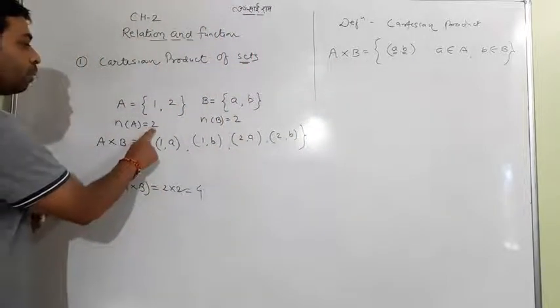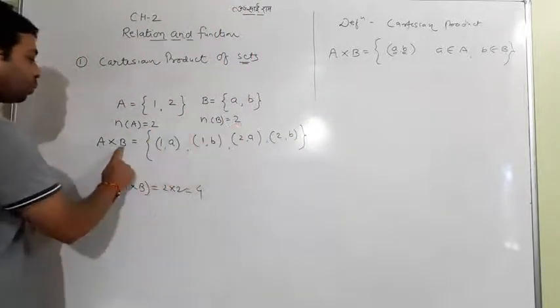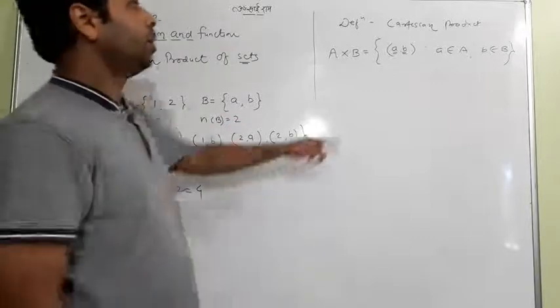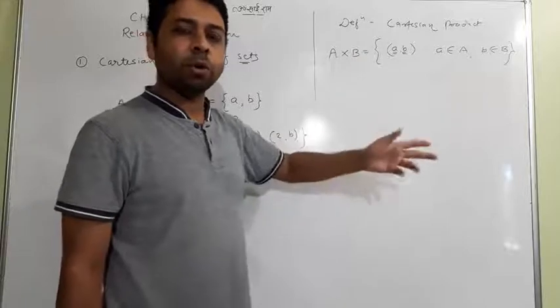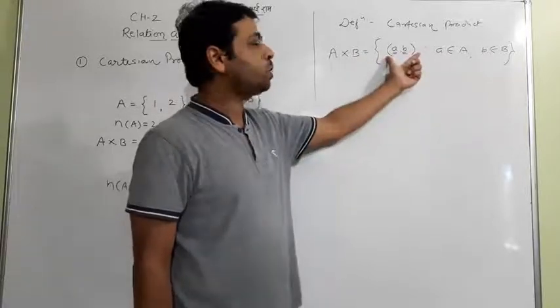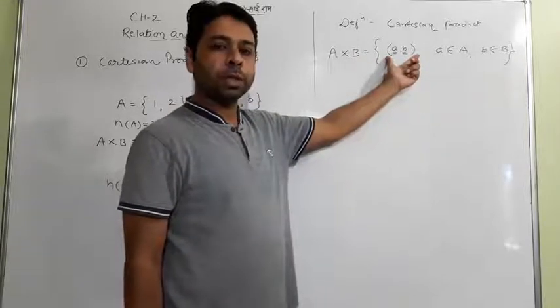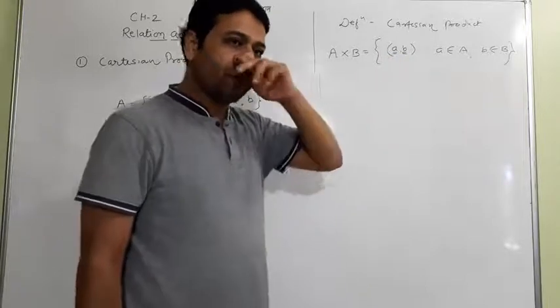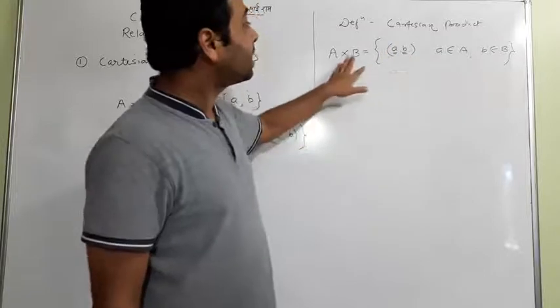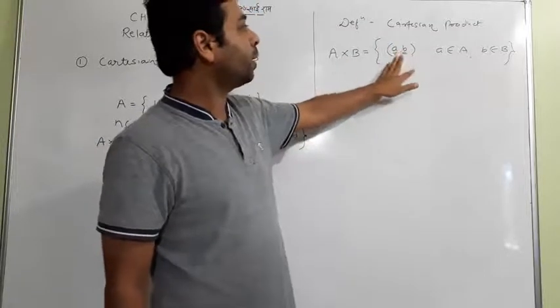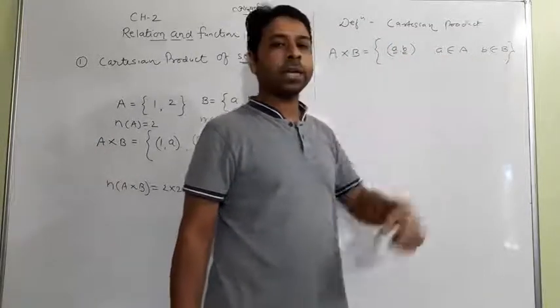It depends on the elements of A and the elements of B, right? If A has 2 elements and B has 2 elements, A cross B has 4 elements. If A has 3 elements and B has 2 elements, A cross B will have 6 elements. So all these 6 elements are represented by this particular AB. So don't worry about it. It's a symbolic form. And this A cross B is a set of ordered pairs, where the first element is in A and the second element is in B.